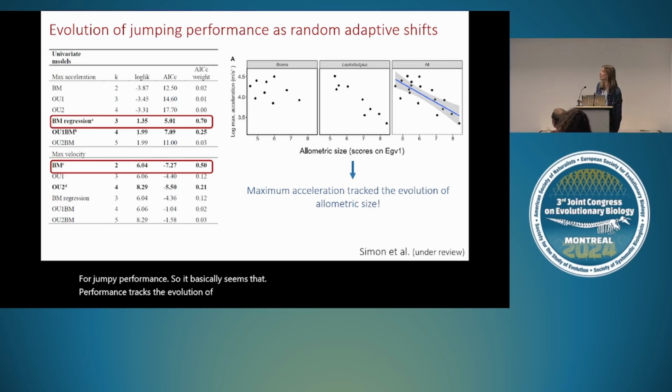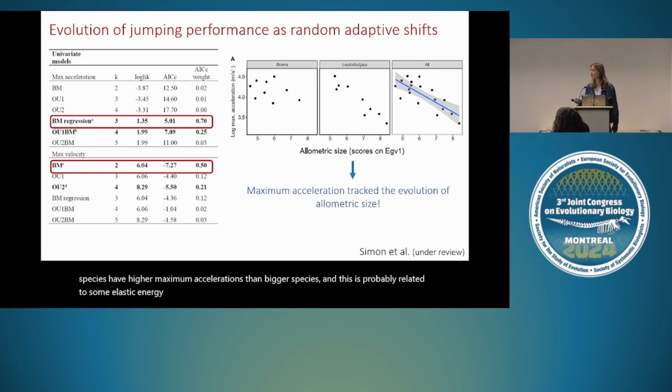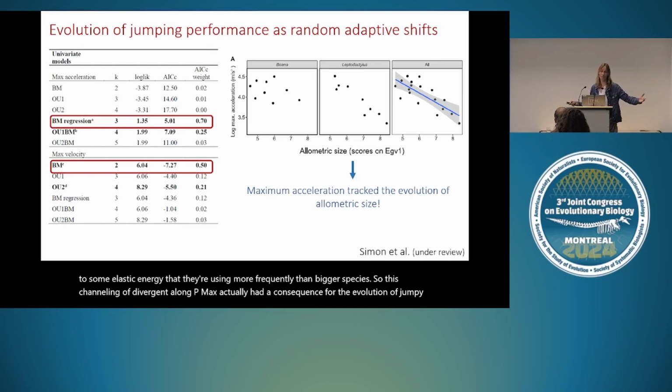And an interesting pattern is that smaller species have higher maximal accelerations than bigger species, and this is probably related to some elastic energy that they're using more frequently than bigger species. So this channeling of divergence along Pmax actually had a consequence for the evolution of jumping performances across species, which I think is an interesting thing.